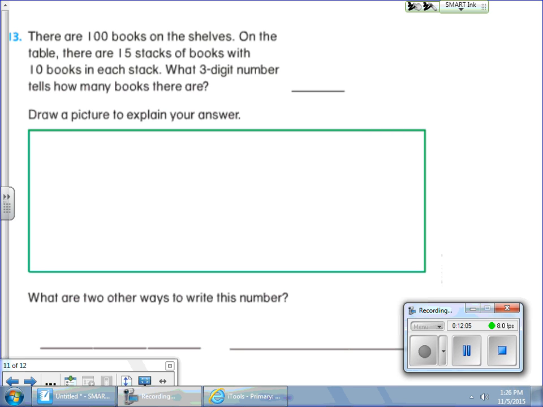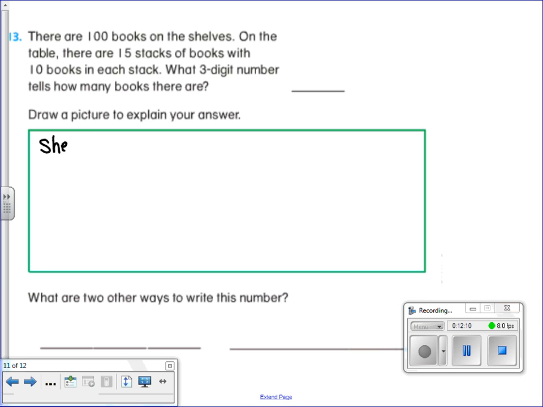So let's draw a little picture. Draw a picture to explain. So here are the shelves. How can I draw a picture to show how many books are on the shelves? What could I draw? Lauren? Let's read again, Lauren. There are 100 books on the shelves. You could draw 100. I could have also drawn 10 tens, but it's easier to draw 100, right?